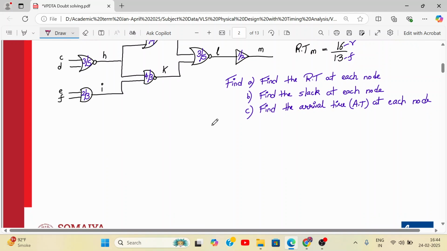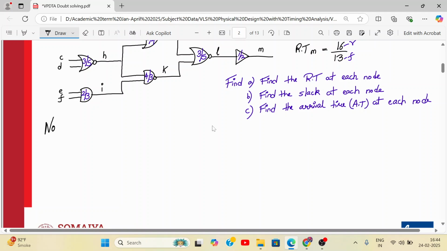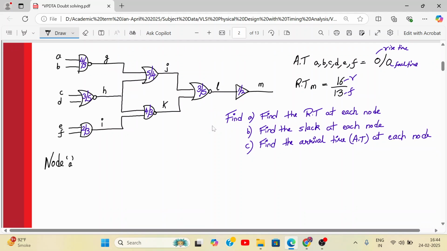So let's begin with node number A. For node A, arrival time is given as 0, 0. That will be rise time and fall time. Remember, it's not a division. So we can write for node A, arrival time at node A is 0, 0. And next we have to calculate the arrival time at node B. First, let us find out the arrival time at all the nodes. So for node A, it's given as 0, 0.